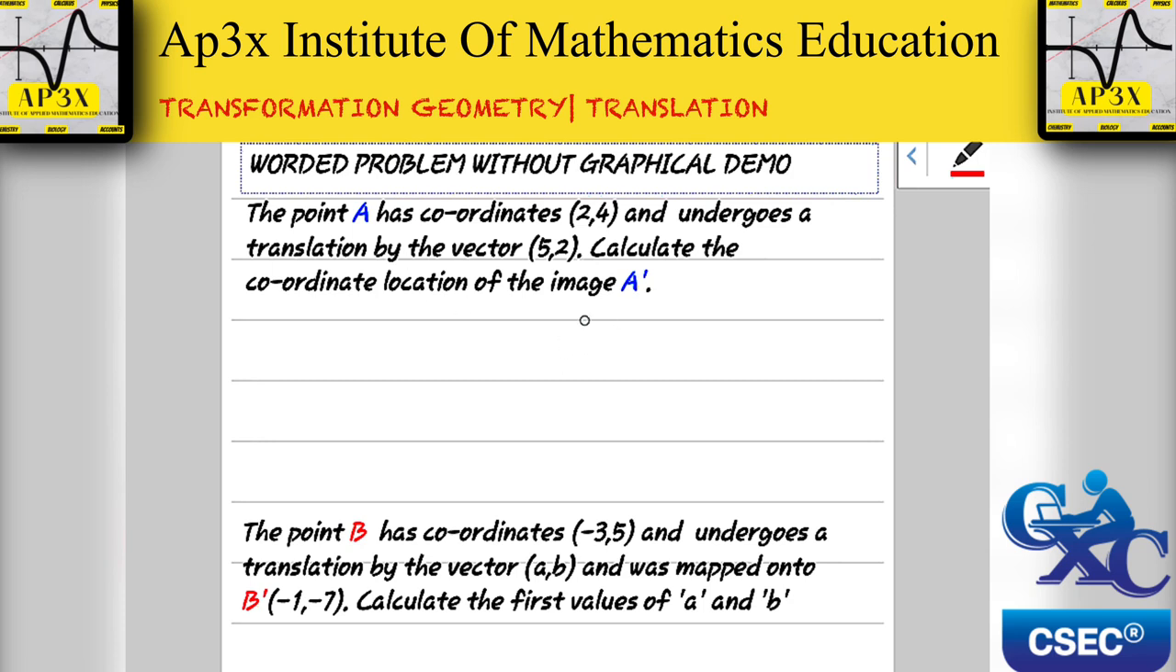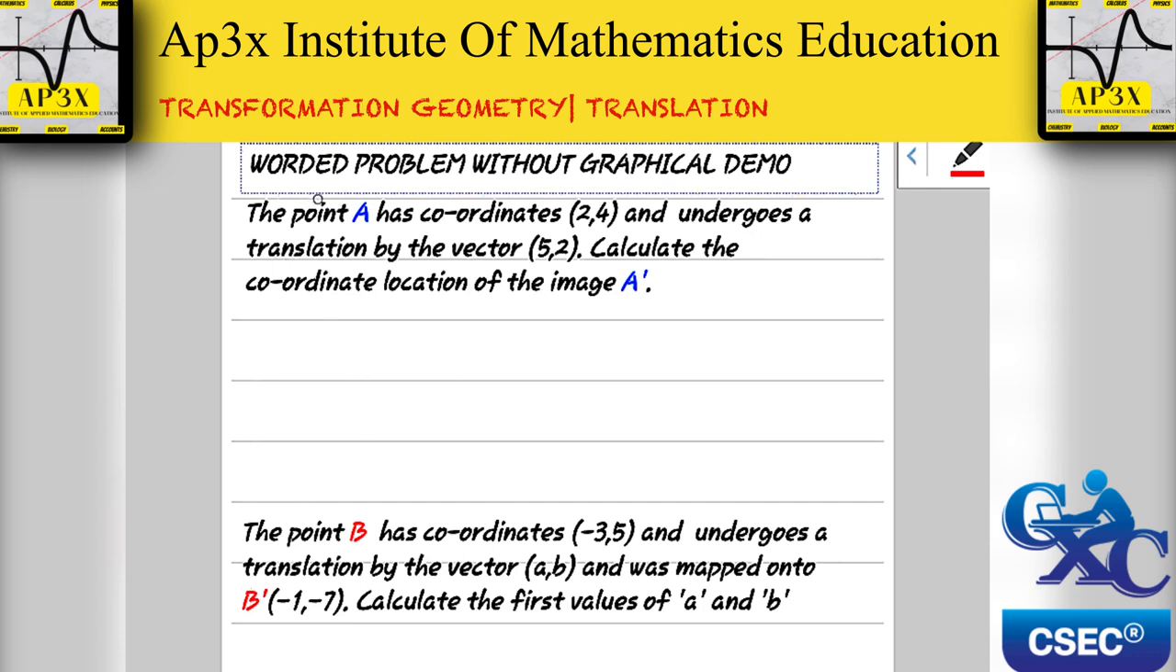Let's use these very basic worded examples to get a feel of not only the calculation but the L movement that we were referring to earlier. Now, it says here in this question, and I've used some color codes here for you, just to make it easier.